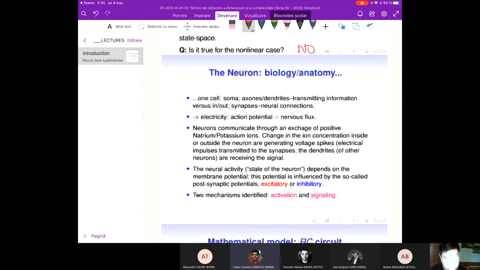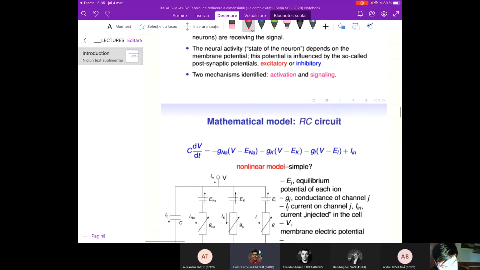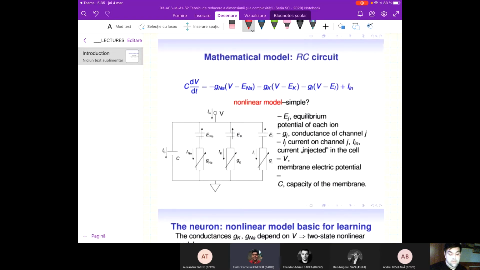Based on all this information, an electrical model can be built to describe the functioning and the functionality of a neuron. The mathematical model that we can use for such a neuron is the RC circuit, a resistor capacitor circuit, which is governed by this apparently simple differential equation, which is a nonlinear model.